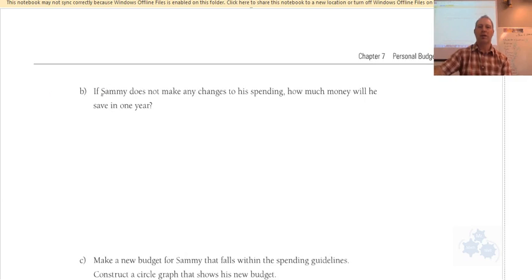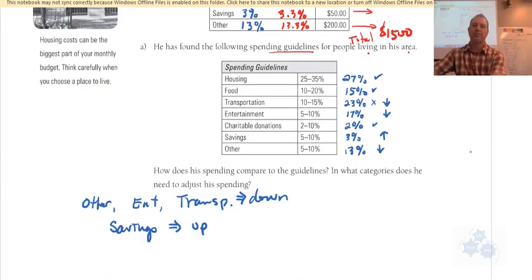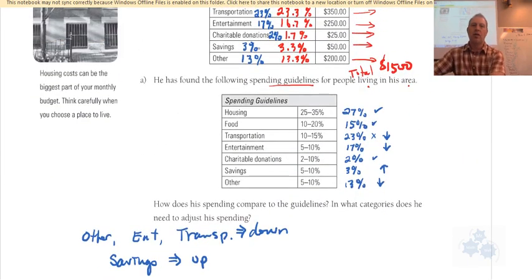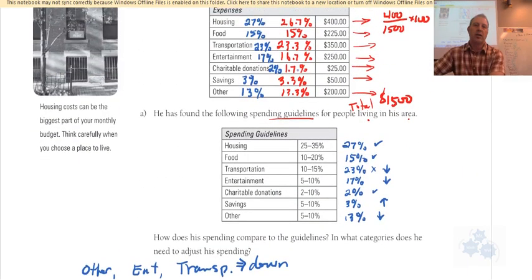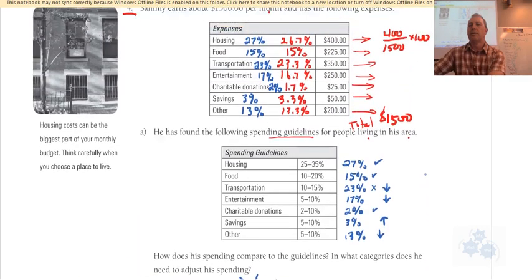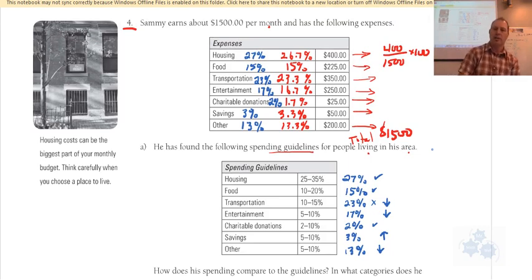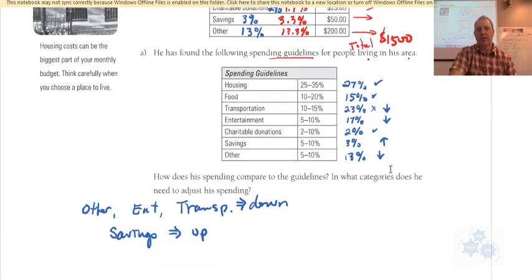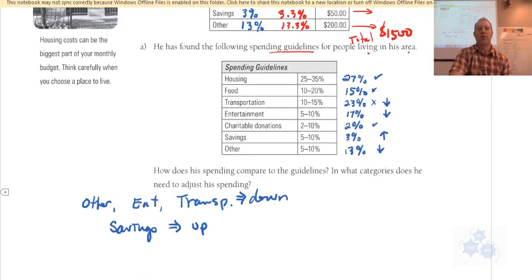And if he does not make any changes to spending, how much money will he save in a year? If Sammy does not make any changes to his spending, how much money will he save in 1 year? He's saving 3%, so $50. 50 times 12 is going to be 600 bucks. So he's going to be saving 600 bucks a year. That's sort of your final question there that I'm going to go over with you.